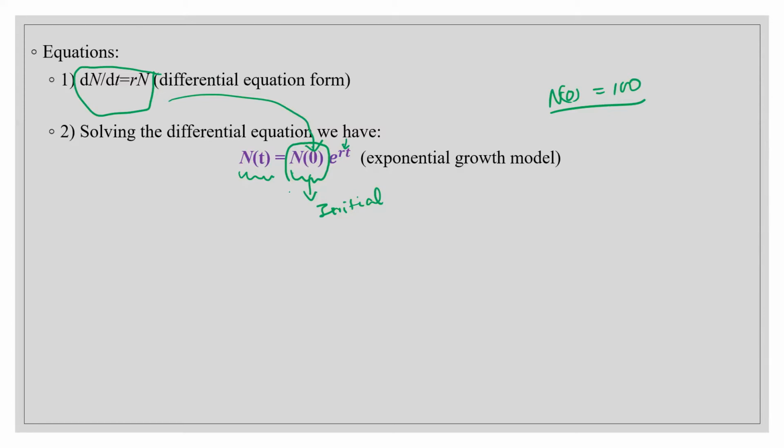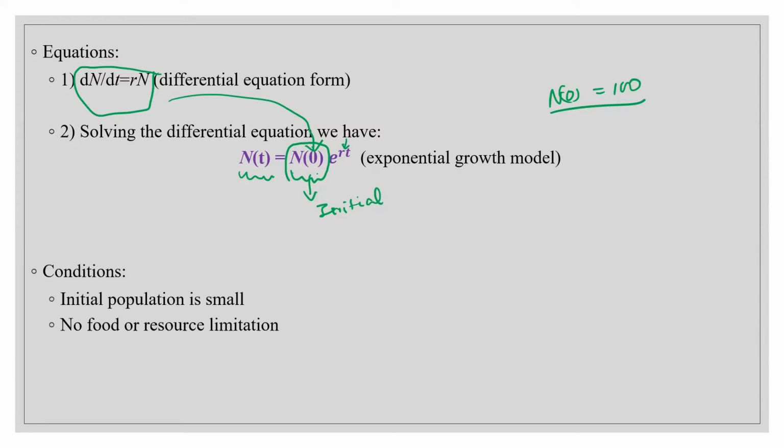So this population model is very simple, and you know that for building a model, we have to assume something. For building this model, we have these assumptions: the initial population is very small and there is no food or resource limitation. If you see the graph of this, it will be growing unlimited, right? Now, how much time did you take to solve this by hand?